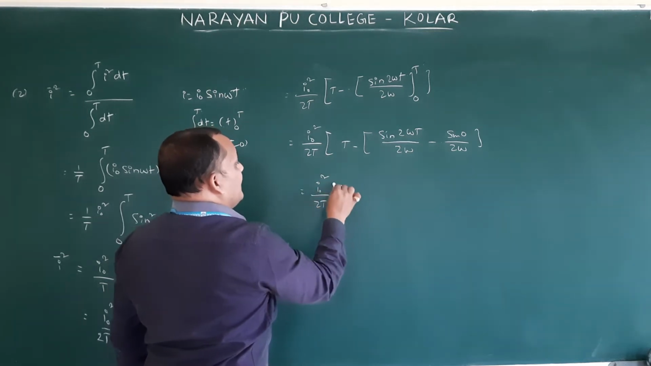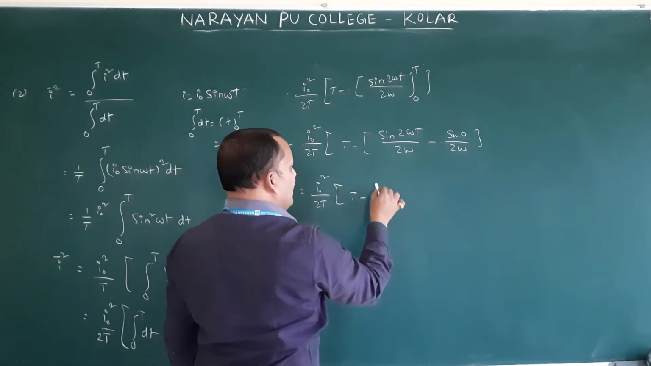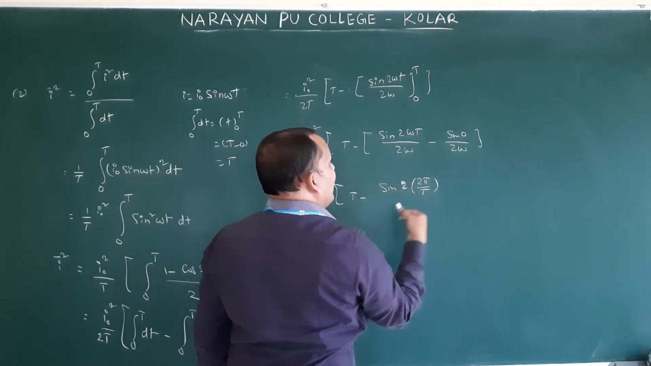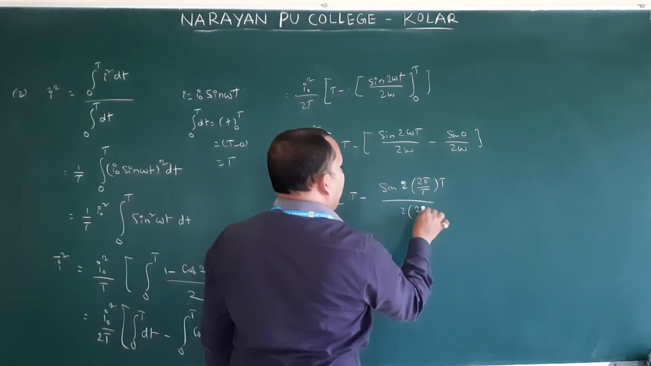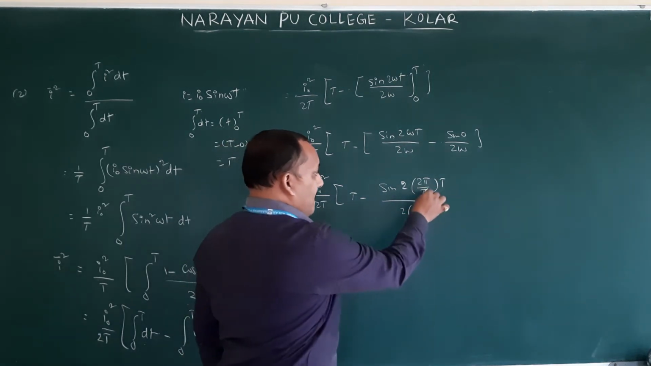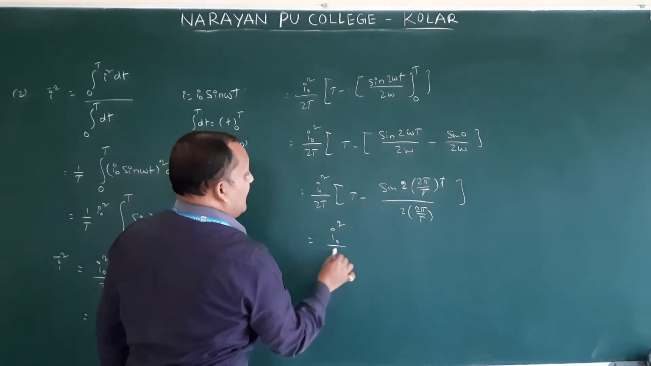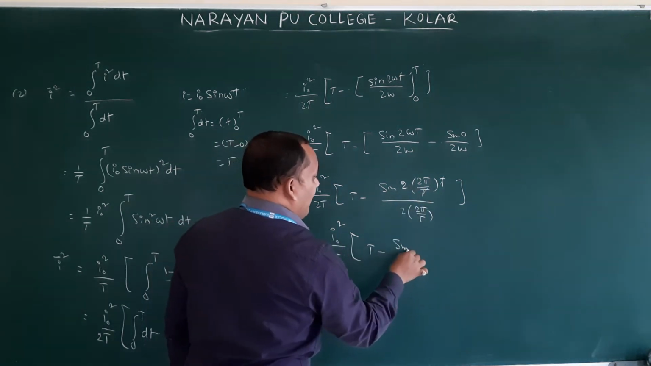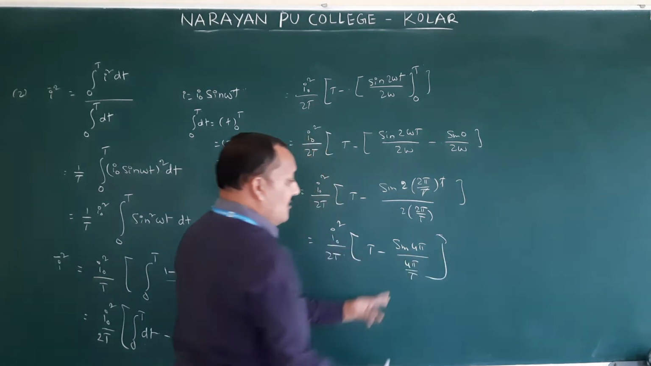I naught square by 2T into T minus sin 2 omega T by 2 omega. So in place of omega what we will write? Sin 2 into, in place of omega we can write 2 pi by T, divided by 2 into 2 pi by T. This T will be cancelled. Okay. I naught square by 2T into T minus sin 4 pi by 4 pi. What is sin n pi?